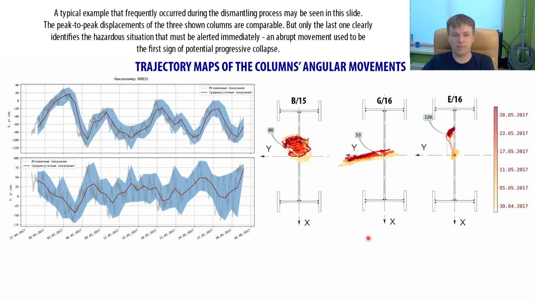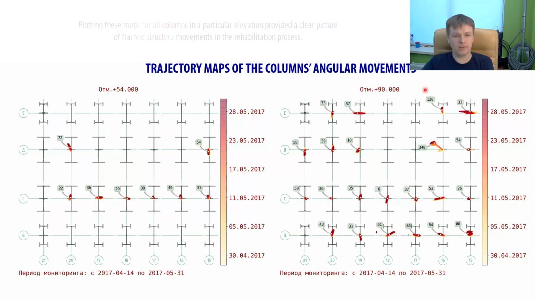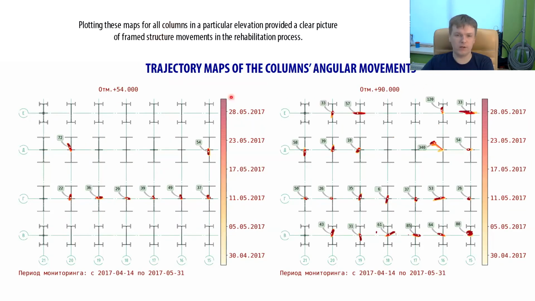A typical example that frequently occurred during the dismantling process may be seen in this slide. The peak-to-peak displacement of three shown columns are comparable, but only the last one clearly identifies the hazardous situation that must be alerted immediately. An abrupt movement used to be the first sign of potential progressive collapse. Plotting these maps for all columns in particular elevation provided a clear picture of frame structure movement in the rehabilitation process.